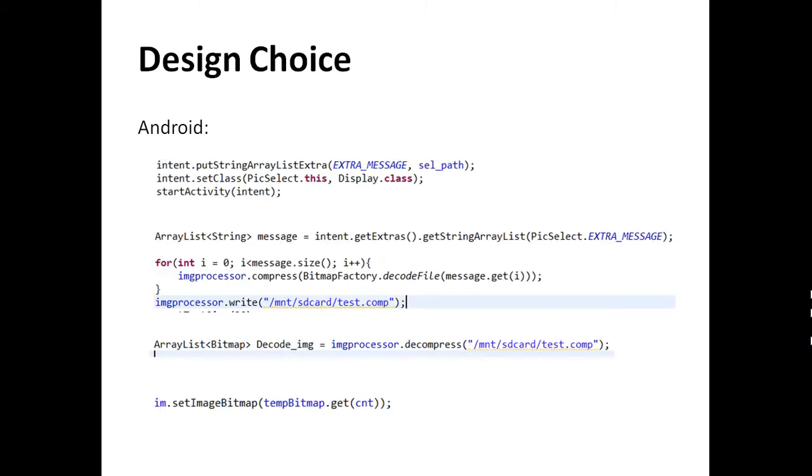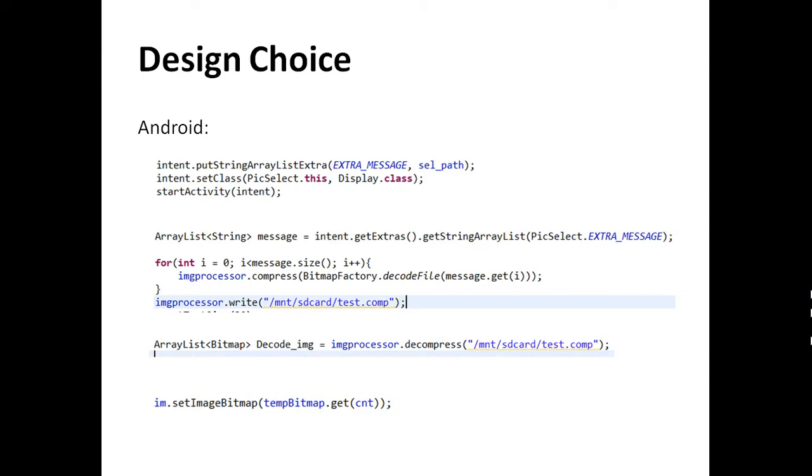Okay, so here are some of the key points in our Android implementation. We are using a list view to display all images in the SD card so that the user can have a direct view of what they have chosen. After the user chooses the pictures, the activity will pass all the image paths in a string type array list to the next activity.